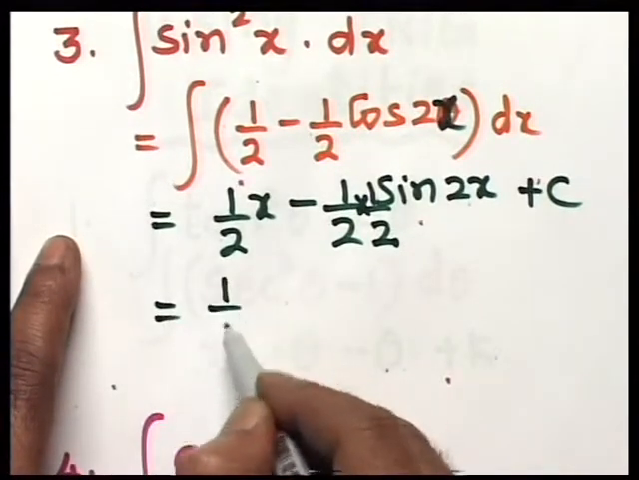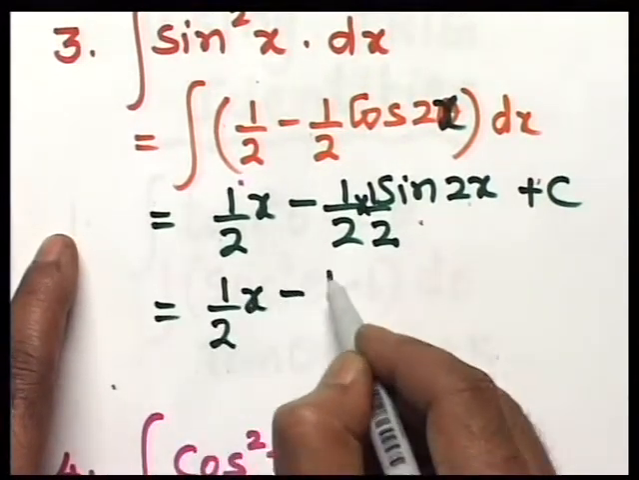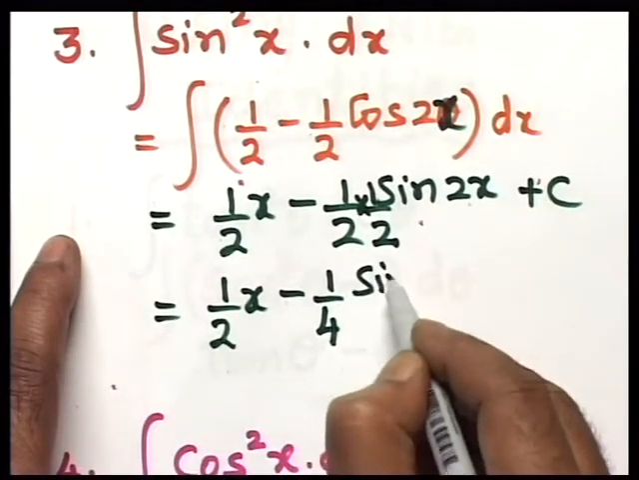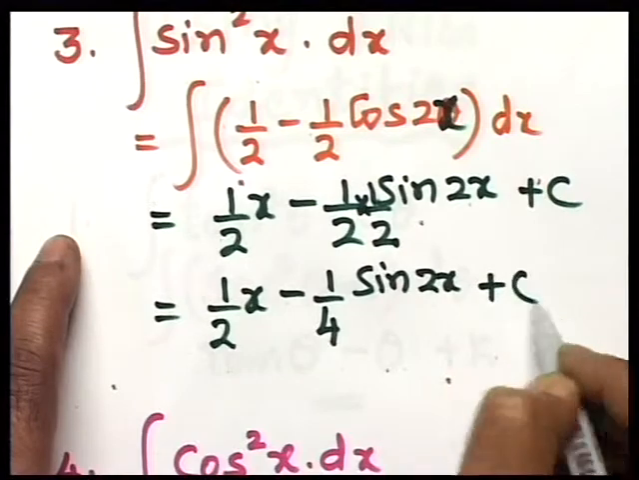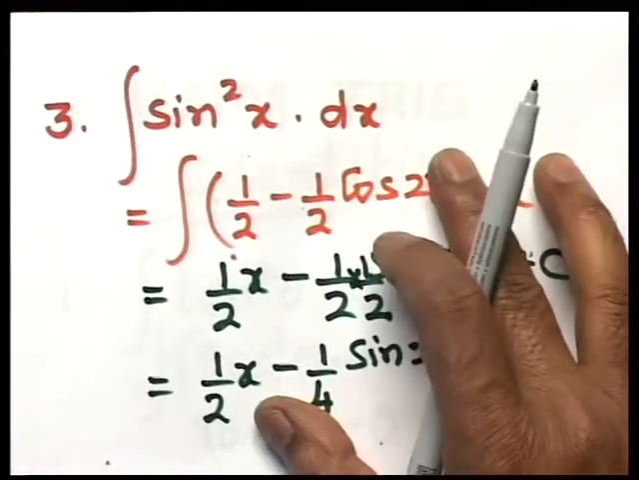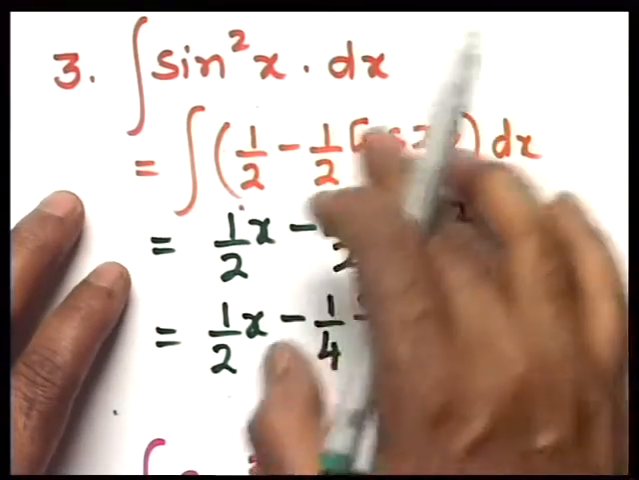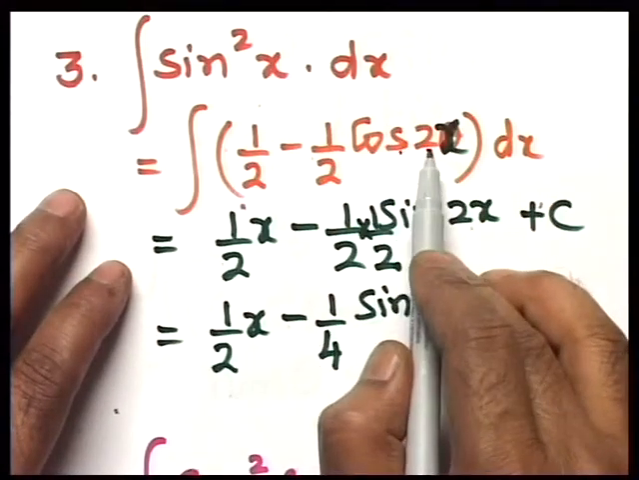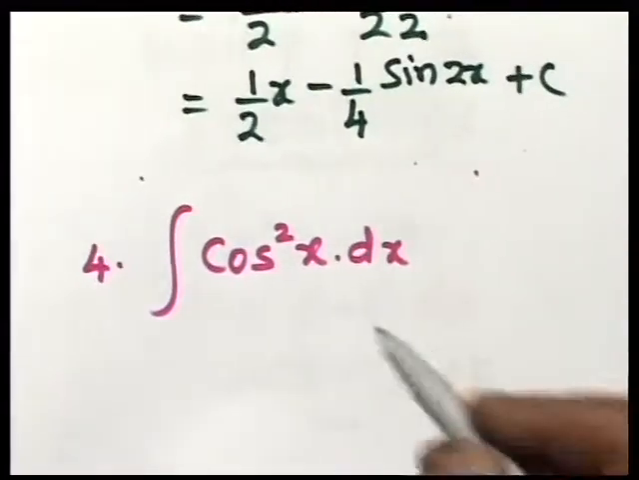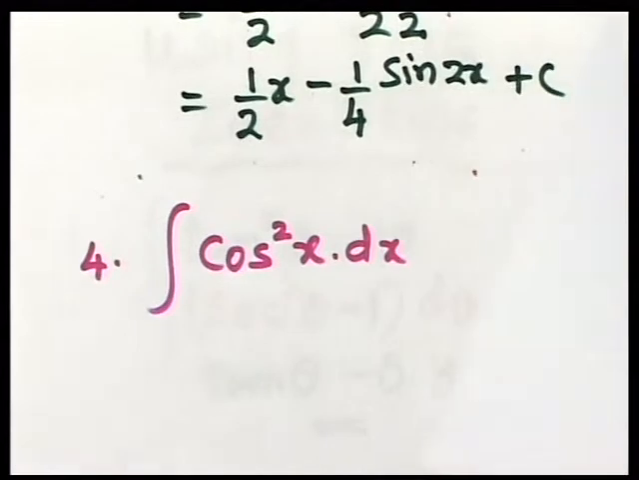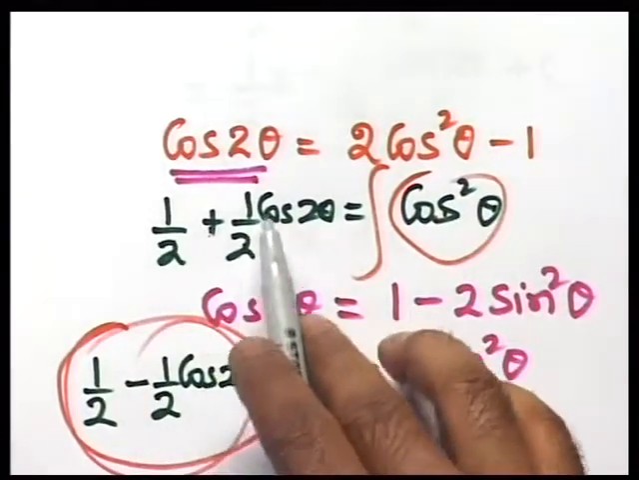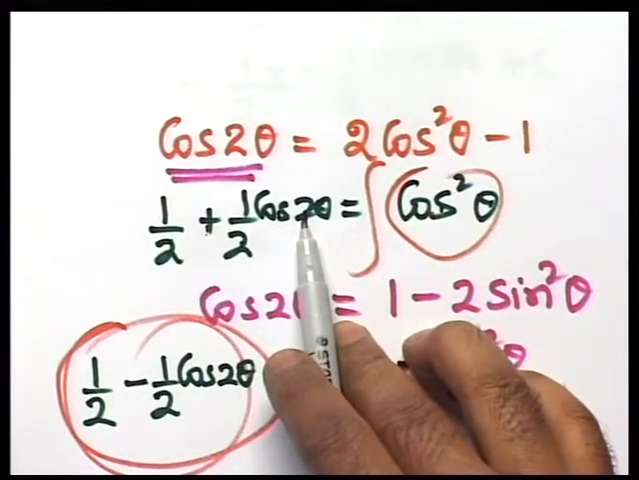So we have a half x minus a quarter sine 2x and plus c. Okay, so for sine square and cos square, all that we do is write them in terms of the double angles, cos 2 theta, and then we integrate. Cos square x, I will leave that to you. Write this as cos square theta is a half plus half cos 2 theta, right?